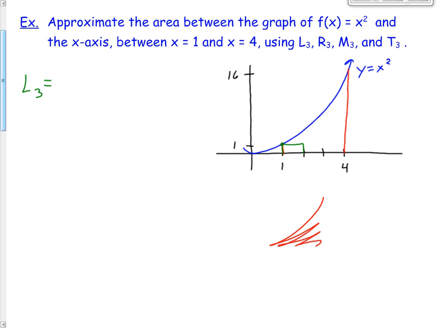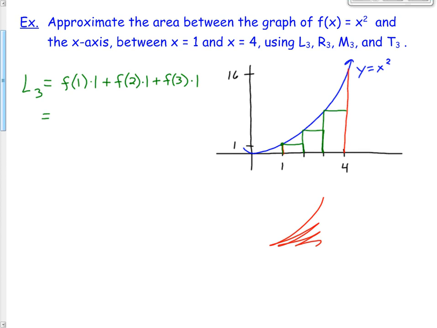And then the next one will go from 2 to 3, and I'll go up to my function at 2, and that'll be the height. And then my third one will be between 3 and 4, and go up to the function at 3. So the calculations are going to be the height, which is f of 1, times the width, which is 1, plus the height of the second one, which is f of 2, times the width, which is also 1, plus the height of the third one, which is f of 3, times its width. For Riemann sums, we usually have subintervals all of the same width, although they don't have to be.